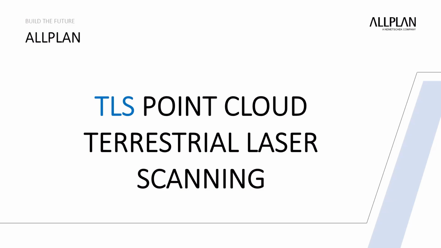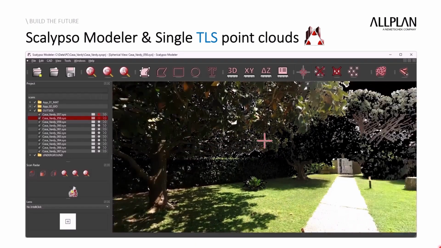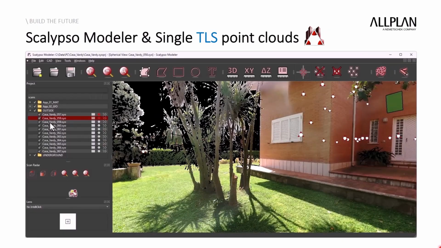Let's see how to effectively manage and organize TLS point clouds. That is, point clouds that have been captured using terrestrial laser scanners. For this specific purpose, we will utilize the advanced features of Scalypso Modeler. Navigating through these TLS point clouds within Scalypso Modeler is something that is extremely practical for your workflow. What exactly do I mean by that? Well, as you can clearly see in the tree structure on the left side of the screen, we have multiple individual point clouds, each corresponding to a specific scan taken by my station.